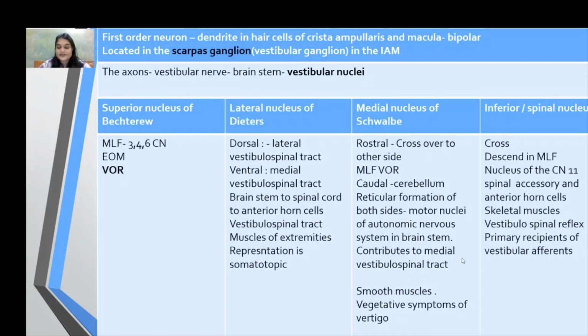Inferior nucleus: they cross to the opposite side. They also descend in the medial longitudinal fasciculus. Then they also connect with the nucleus of the spinal accessory nerve and anterior horn cells, skeletal muscle, and mediate the vestibulospinal reflex. These are the primary recipients of vestibular afferents.